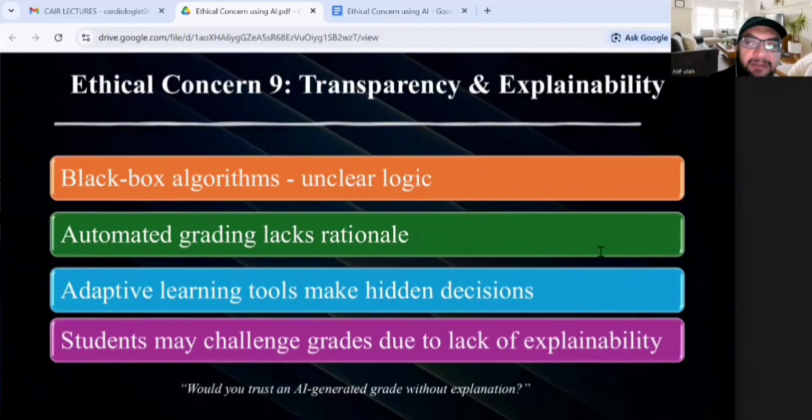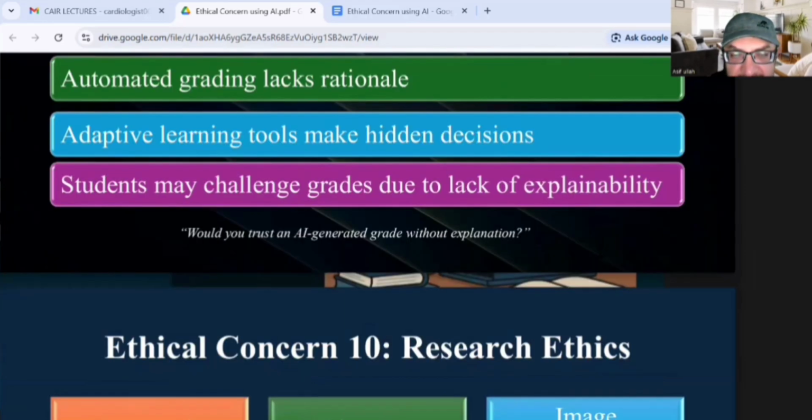Transparency and explainability. Black box algorithms, unclear logic, and automated grading lack rationale. Adaptive learning tools make hidden decisions, and students may challenge grades due to lack of explainability. Can we trust an AI-generated grade without explanation? The answer is probably no.